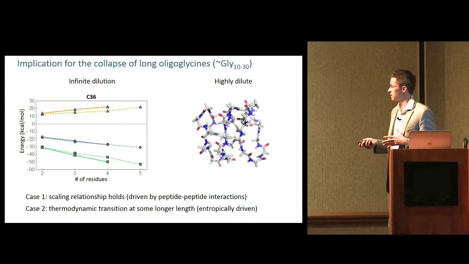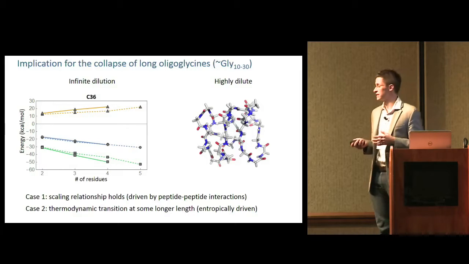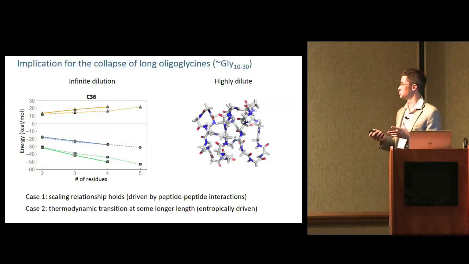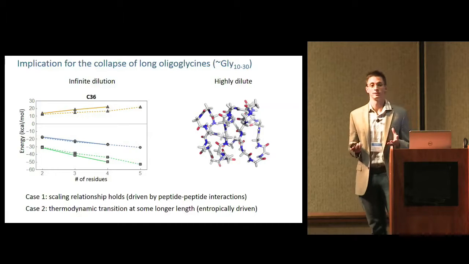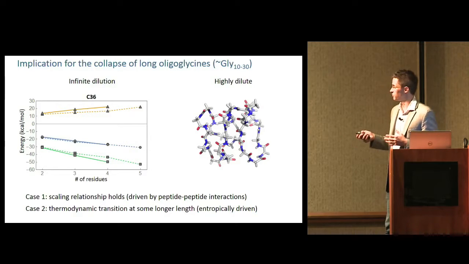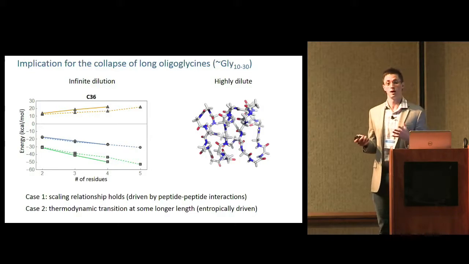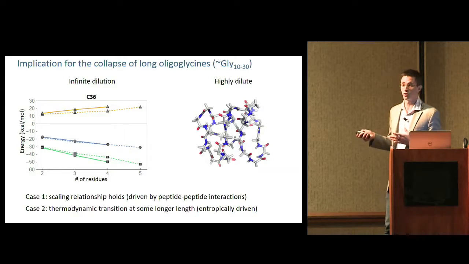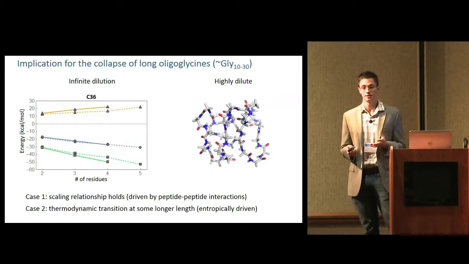Now, in the second case, we can imagine that these scaling relationships don't hold, that at some point the entropic term takes over, and that collapse is an entropically driven process. This would be a bummer because then we wouldn't be able to predict some of the solvation thermodynamics of longer ones that are much more difficult to access even through simulation.